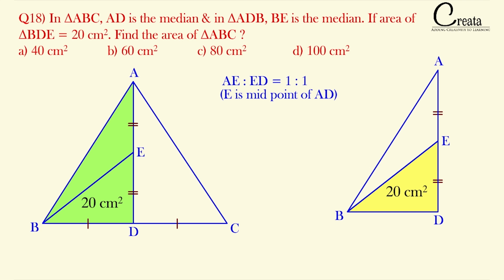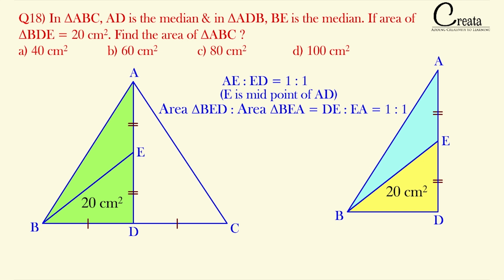Can we say the area of triangle BEA is also equal to 20 cm square? How? We have done the fundamental: the ratio of the areas of two triangles having the same altitude is equal to the ratio of their bases. If you observe, both of these triangles have the same altitude. So the ratio of their areas will be equal to the ratio of their bases. That is, the ratio of area of triangle BED to the area of triangle BEA is equal to 1:1.